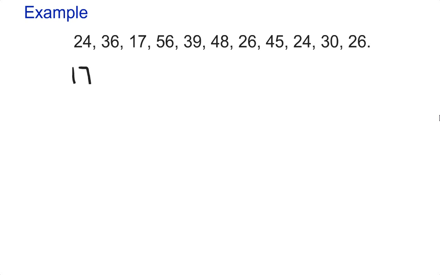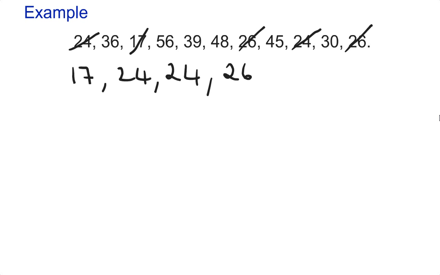So the smallest is 17. The next smallest, there's no 18, 19s, so we're looking in the 20s. The smallest number in the 20s I can see is 24. Then there's another 24. Then there's a 26. And another 26. And that's the end of the 20s, so we're now going to have a look at the 30s. And there is a number 30. No 31s, but there is a 36. A 39.